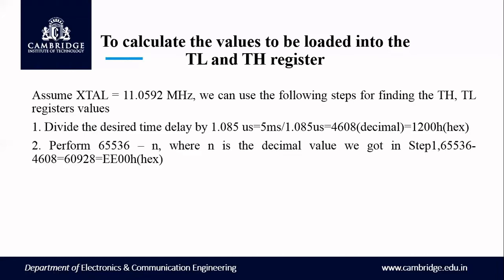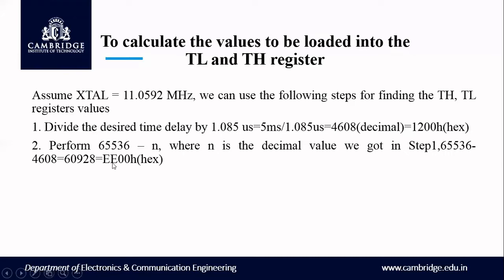So the next step is to calculate the initial value. We need to subtract: 65,536 minus n, whatever decimal value we got. Otherwise, in hexadecimal, FFFFh minus n plus 1. Here n is the count, the decimal value we get in step 1. That means 65,536 minus 4,608 gives you 60,928. If we convert this into hexadecimal, you get EE00. This is the actual initial value we need to load into TL and TH.